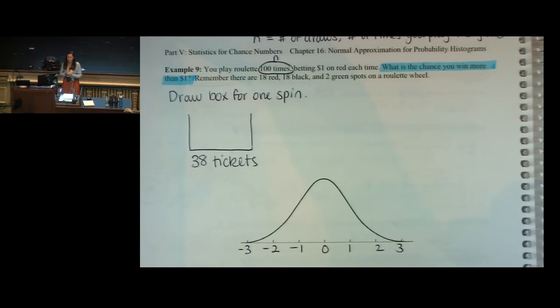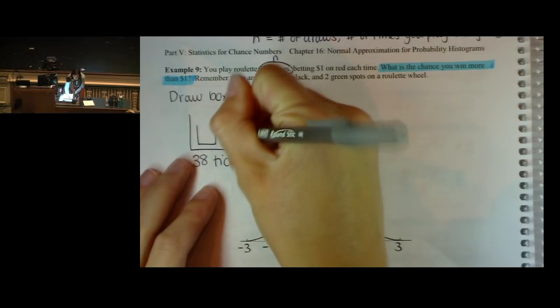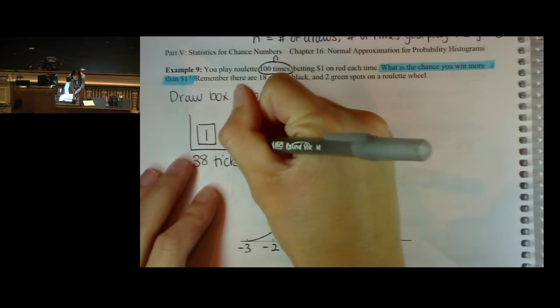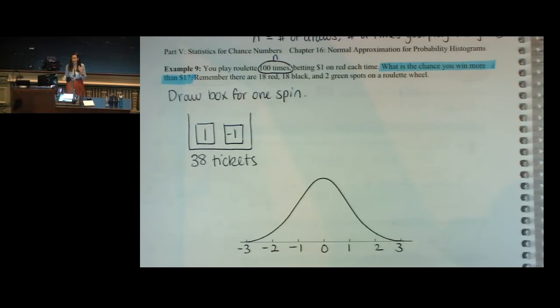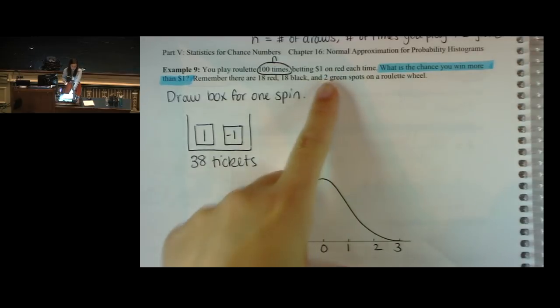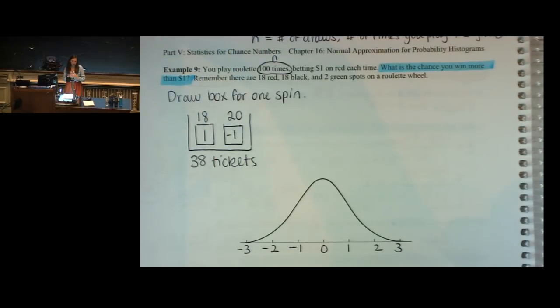And we've specifically, I think, done this one where we bet $1 on red. So on the tickets, you can either win $1 or lose $1. And then we want to say how many ways are there to win, how many ways are there to lose. And if we're betting on red, there's 18 reds, and then there's 20 other colors. So there is my box model, the classic roulette box model if you're betting on red.